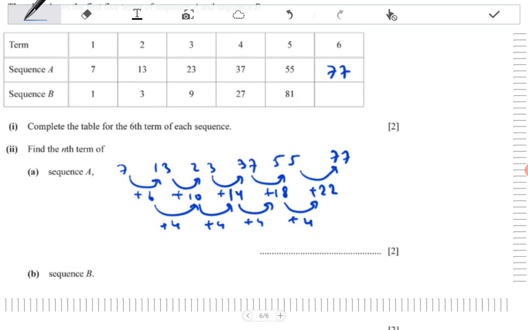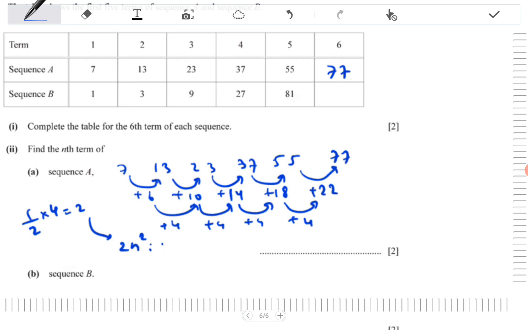And now you can try 2n square, because half of the second order difference, half of 4, is 2. That becomes the coefficient of n square, so it's 2n square. Now try different values of n and compare with the original sequence.